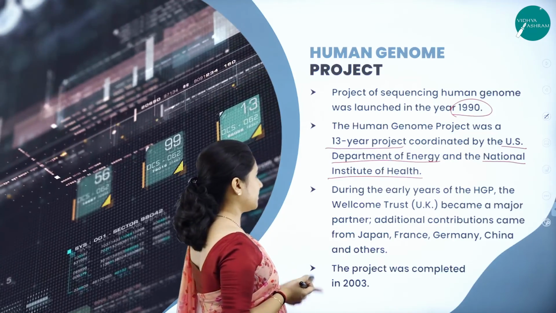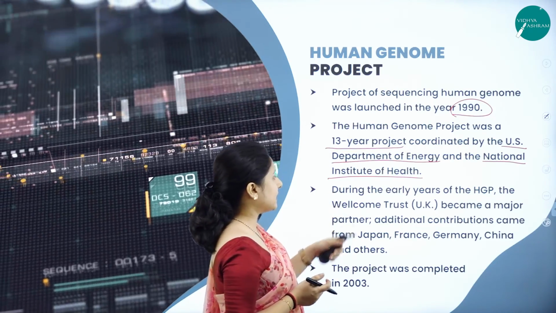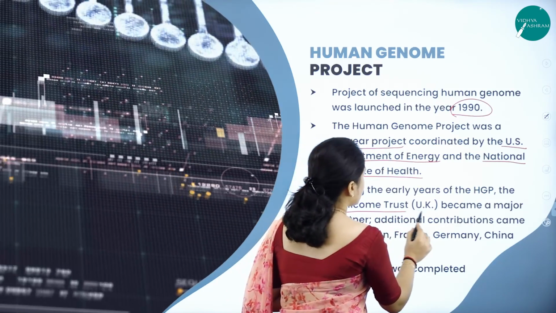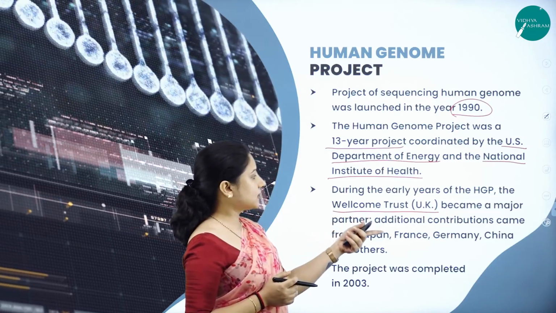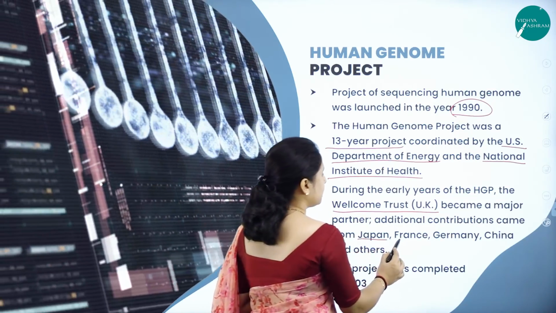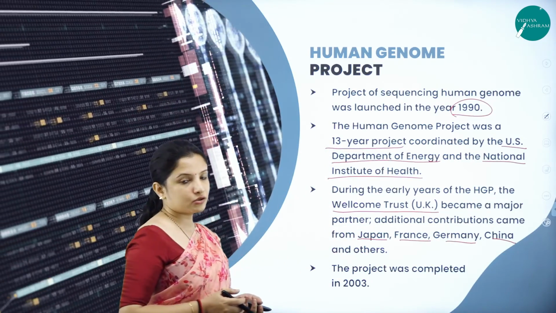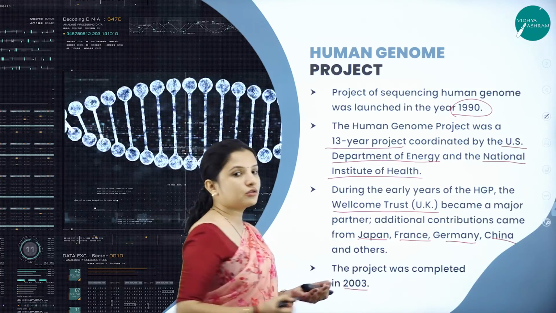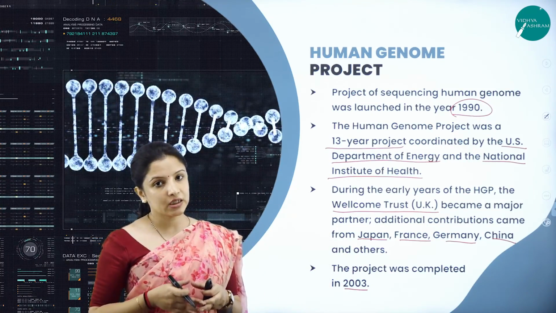During the early years of the Human Genome Project, the Wellcome Trust in the United Kingdom became a major partner, and after that other contributors also came forward from Japan, France, Germany, China, and the project was completed in 2003. So therefore, it was a collaborative work among different institutes of different countries.